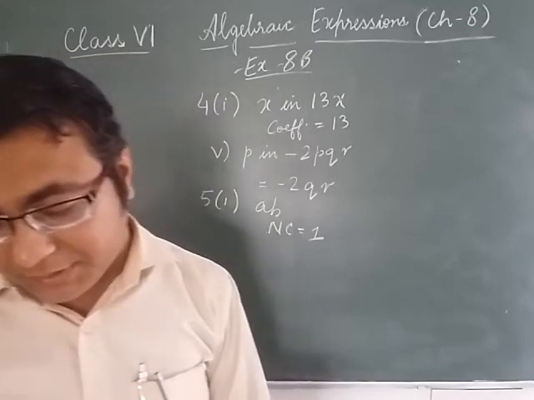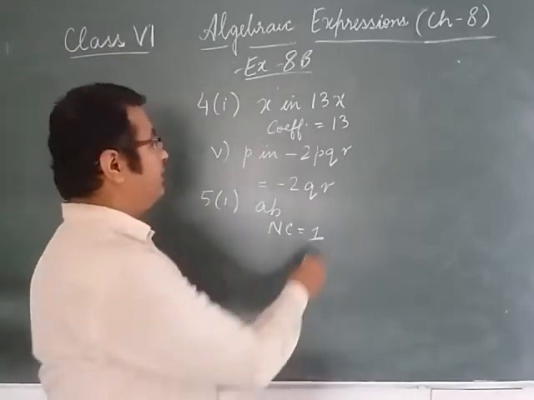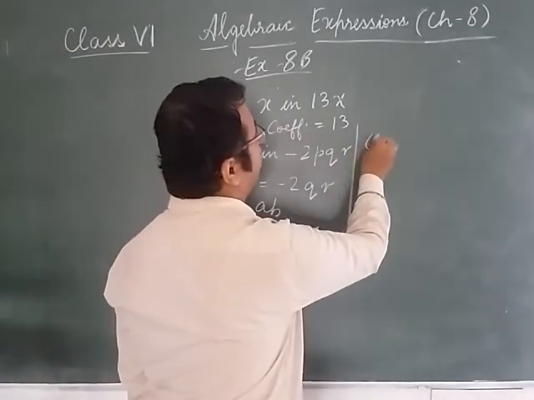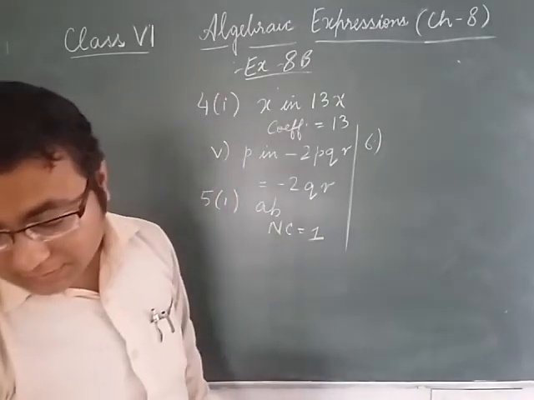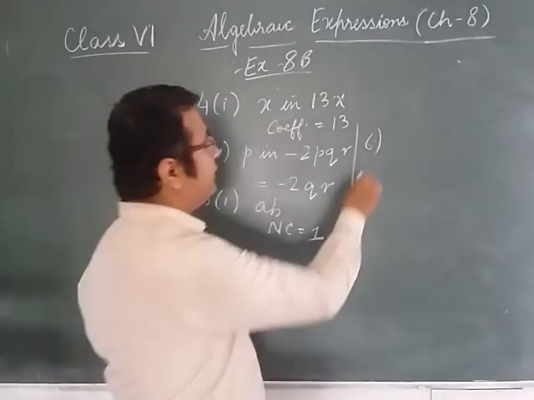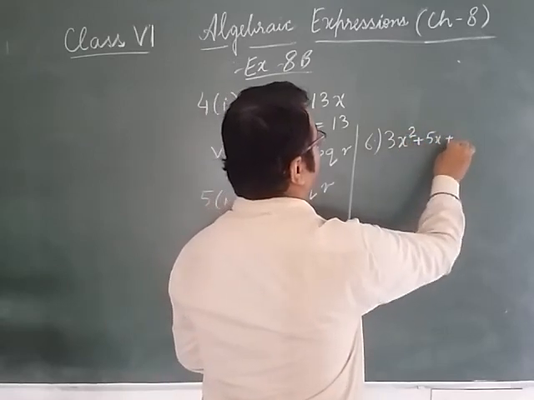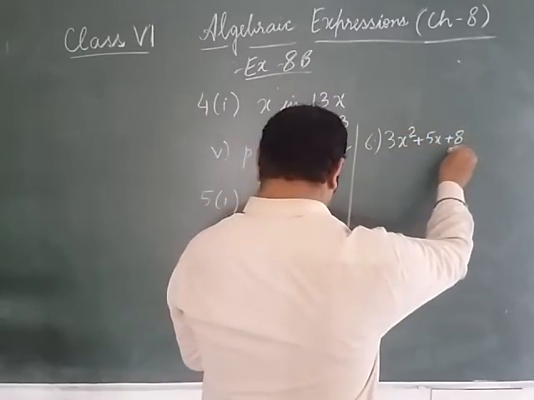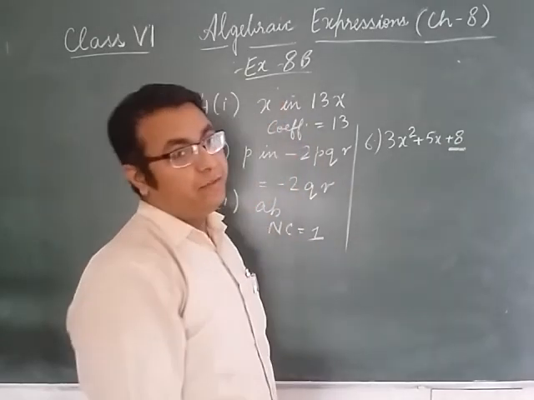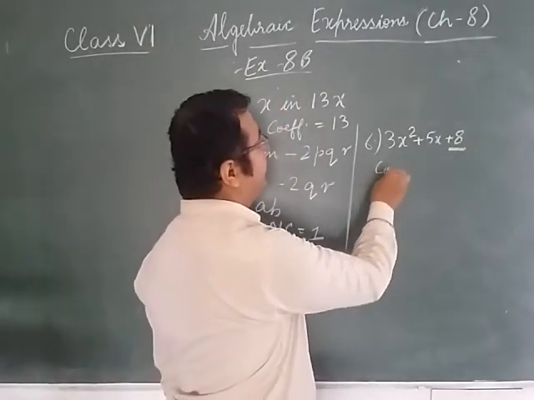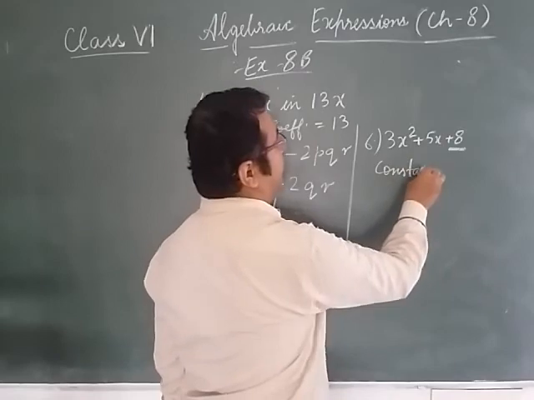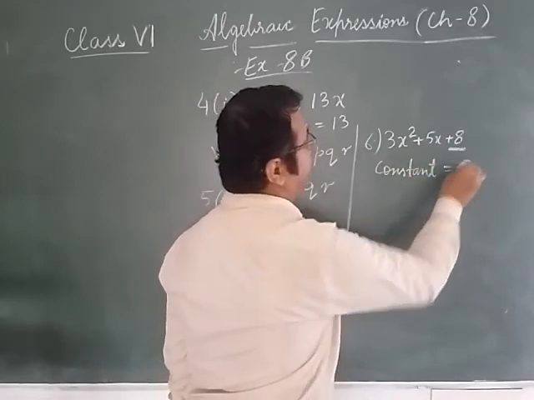Constant terms are numbers. Question number 6. Let us see question number 6. You have to find the constant term. The expression is 3x square plus 5x plus 8. So constant term is always the number. So here constant term will be 8. Okay.